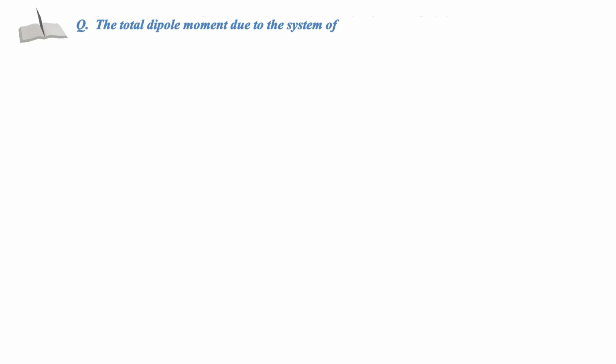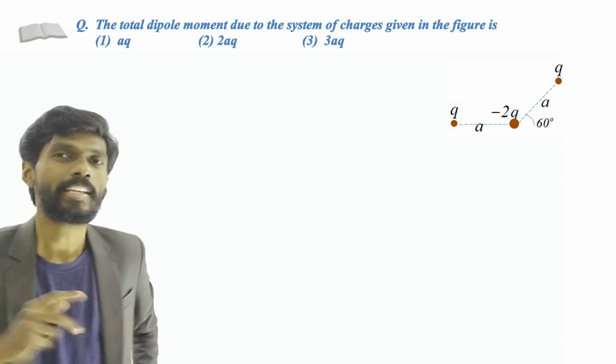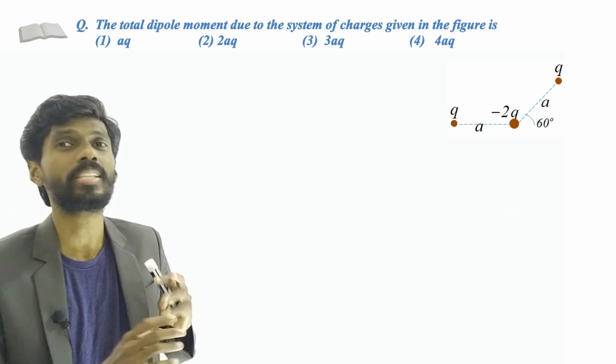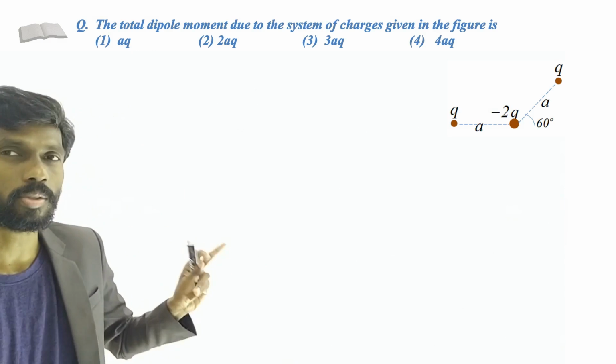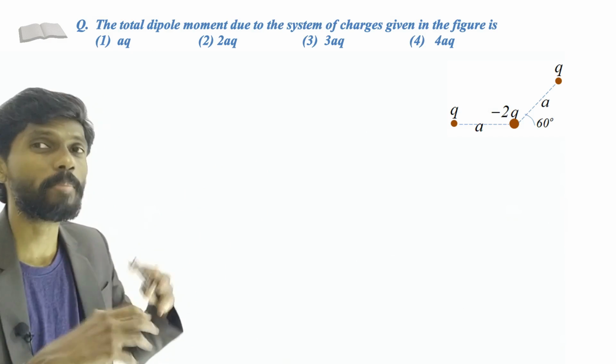The total dipole moment due to the system of charges given in the figure is. Here also we have three charges, but they are not on the same line like the last question. So they are placed like this. So there is a charge Q, minus 2Q and Q. First of all, we have to make dipoles out of this, right?